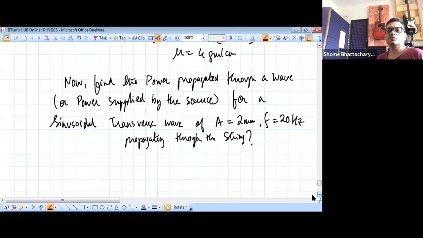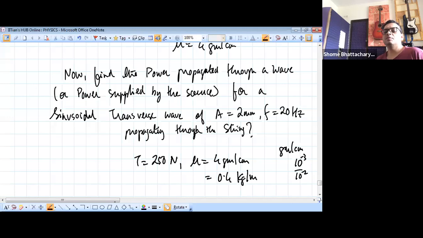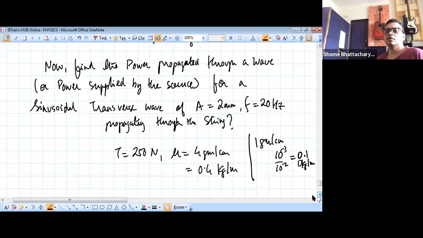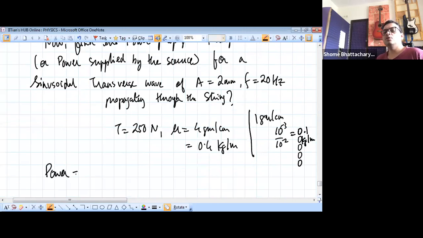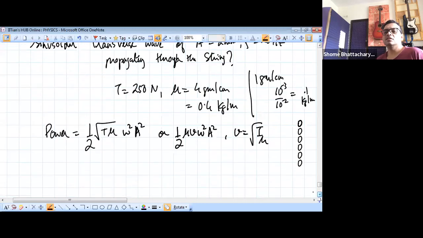Okay, so now this becomes a formula based question. You can see that tension was 250 newtons, and linear mass density was 4 gram per centimeter, which can also be written as 0.4 kg per meter, because gram per centimeter would be 10 raised to minus 3 upon 10 raised to minus 2, so that's 10 raised to minus 1 kg per meter. So 1 gram per centimeter is converted into 0.1 kg per meter. Keeping that in mind, the power transmitted will come from this formula: half square root of T mu omega square A square, or half mu v omega square A square, where the speed of propagation is square root of T by mu. It's just a simple calculation, nothing extraordinary.